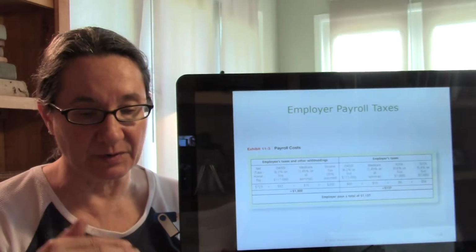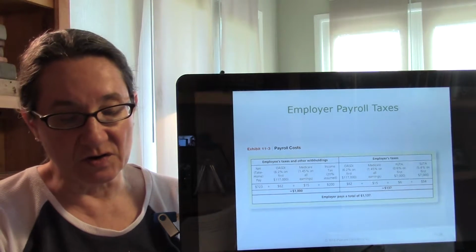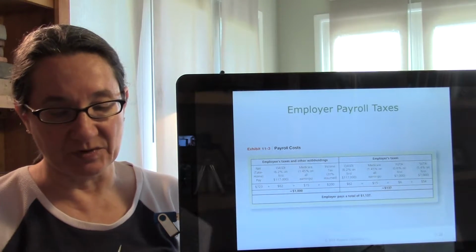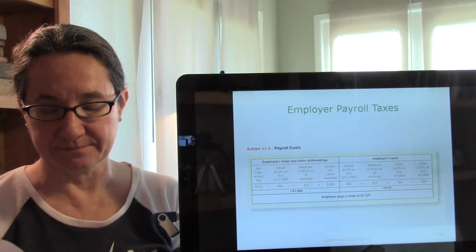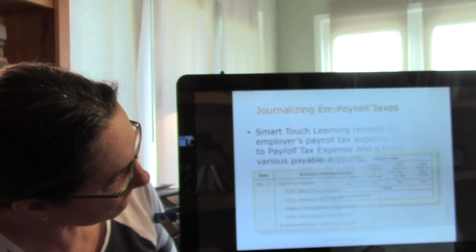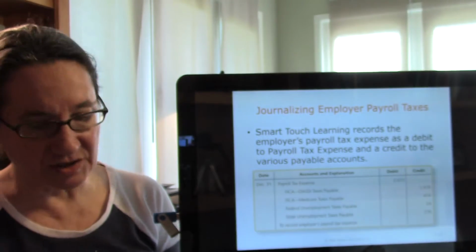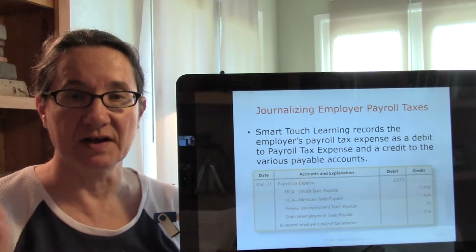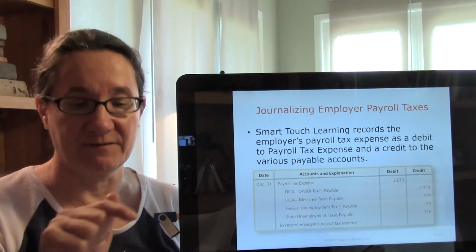Now in this class, I will never calculate FUTA or SUTA or FICA. You'll just be told the amounts and be able to do the journal postings. So let's look at journalizing employer payroll taxes: the SUTA, FUTA, and the employer's part of FICA.